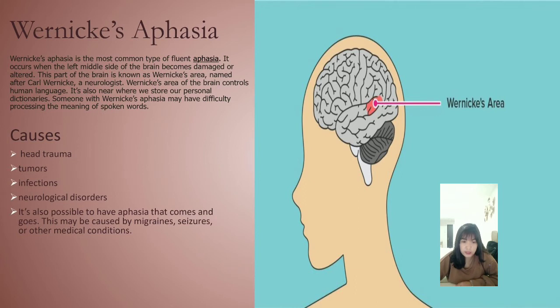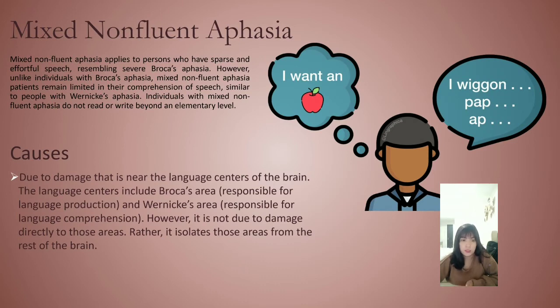So what causes Wernicke's aphasia? It is usually caused by head trauma, tumors, infection, or neurological disorder, and it's also possible to have aphasia that comes and goes. This may be caused by migraines, seizures, or other medical conditions. And what are the symptoms of people with Wernicke's aphasia? They string words together, make sentences that don't make sense, make up words that have no meaning, are unaware of the mistakes in their speech, deliver words in a normal melodic line even though the content may not make any sense, articulate their words normally, have difficulty repeating phrases, add words when trying to repeat someone, and interrupt others and speak rapidly.